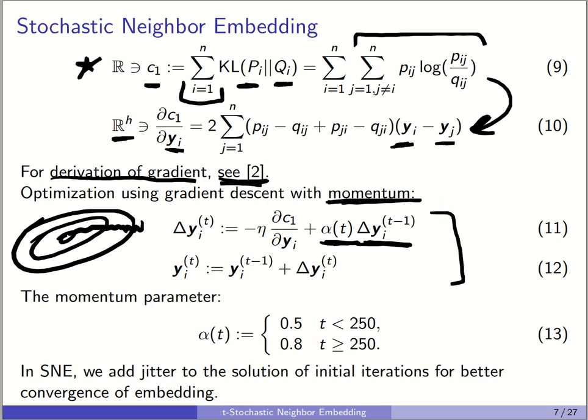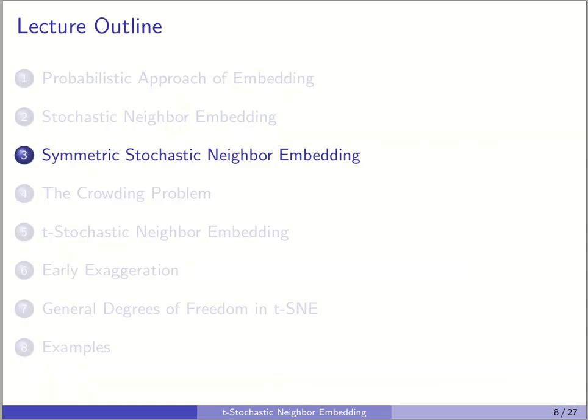SNE uses momentum in gradient descent. So equations 11 and 12 are gradient descent with momentum. And this is the momentum parameter that they use. They also add jitter to the solution in initial iterations for better convergence of the embedding. What is jitter? They just add some noise after every iteration of gradient descent. This helps the points to move better in order to converge faster. But after some iterations they don't add jitter. They do it in the initial iterations.